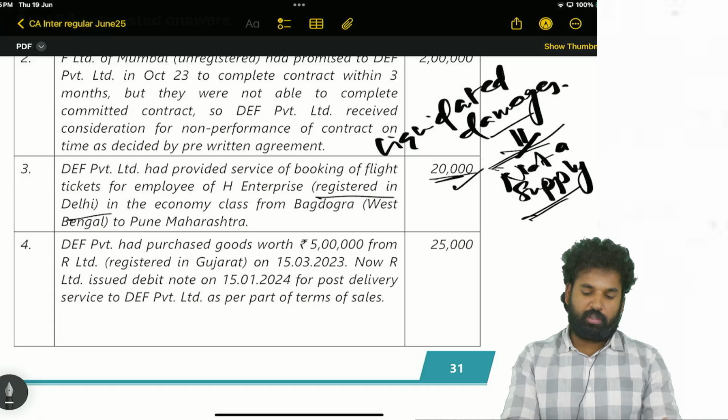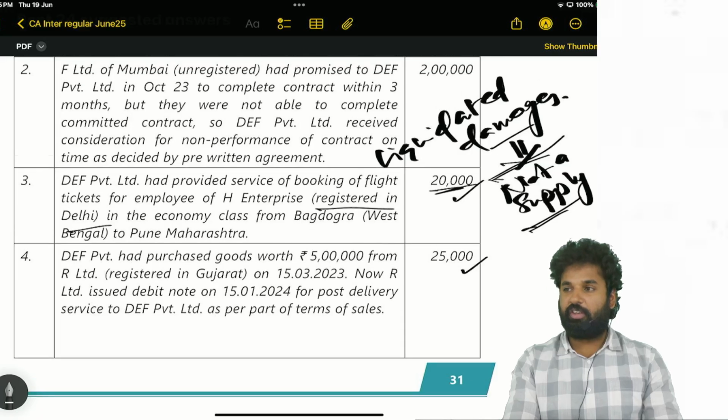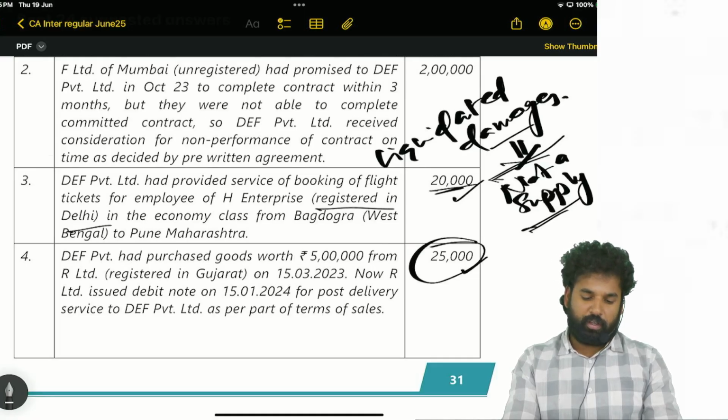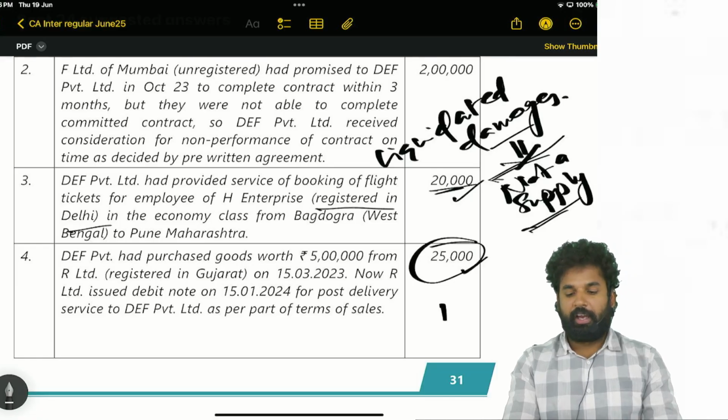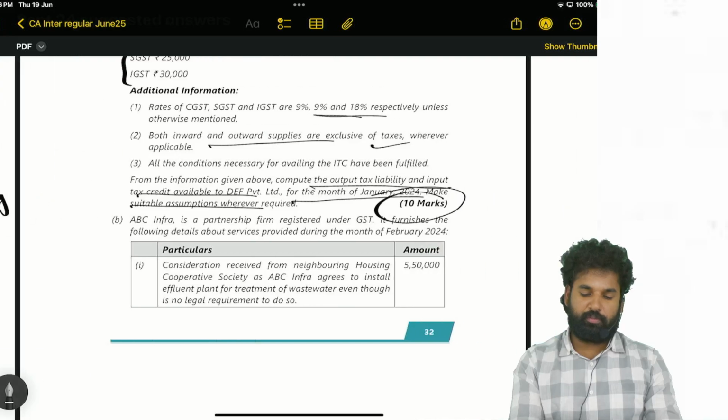Next, 5 lakhs worth of goods. Now R Limited issued a debit note on 15th for post-delivery service as a part of the terms of sales. So 25,000 rupees debit note. That means this is inward supply. No, this is not outward. On 25,000 rupees, he is registered in Gujarat. That's why IGST. On 25,000 rupees, IGST. ITC can be claimed. This is an inward supply.